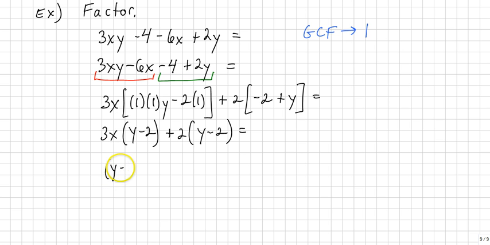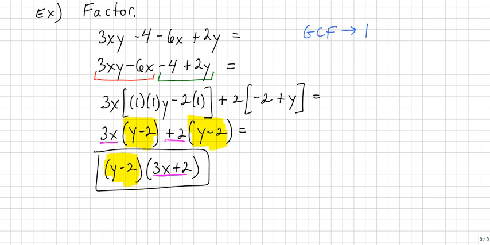So I'm going to factor out the y minus 2, and that'll leave me a 3x plus 2. So if I take this y minus 2 and this y minus 2 out, it's right there. And then what it leaves me, it leaves 3x plus 2 right there. And then this would be the factored form of that original polynomial. And once again, you can multiply these two things together and you should get what we started with, and that's how you can check your answer.